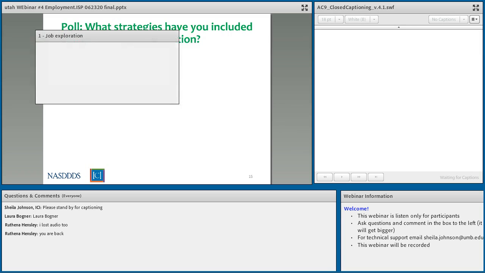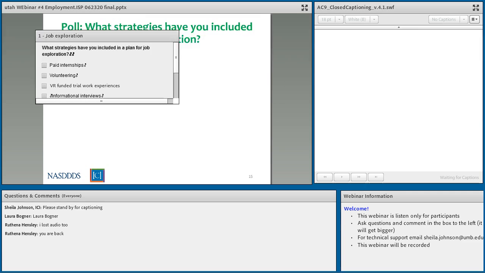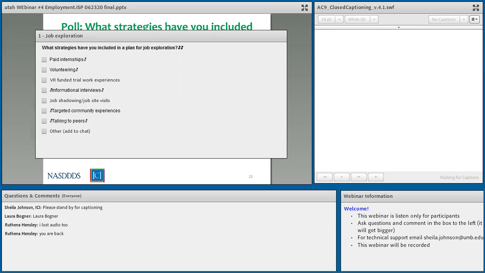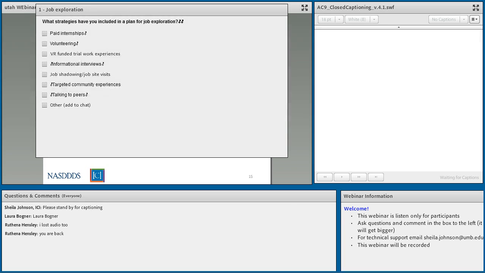So we're going to follow through the pathways a little bit, starting with the first one, which is somebody who is unemployed but expresses an interest in working. We're going to have a few of these polls as we go through this section, and also look at some videos and examples of ways that people have had their job search supported. So the first question is, what kinds of things are you including in a plan as goals or activities that support the job search?